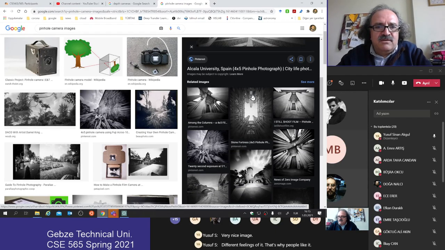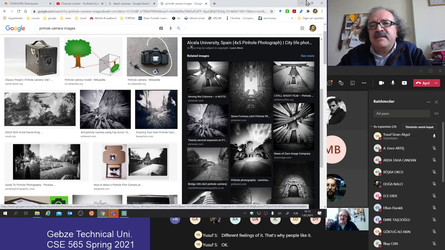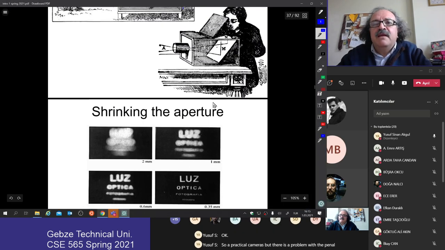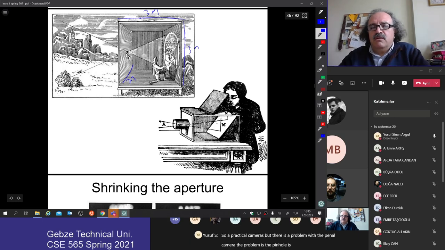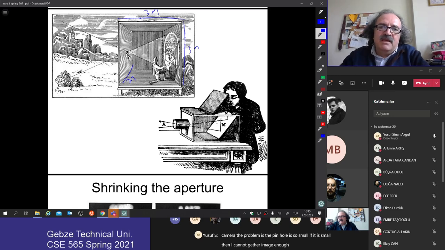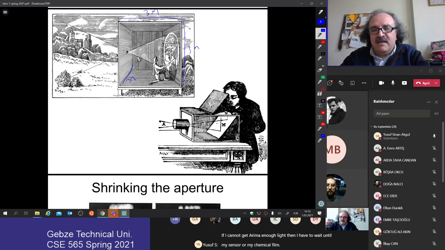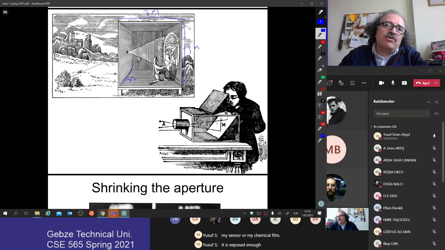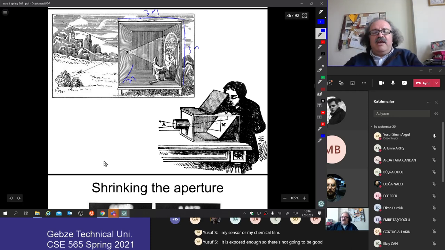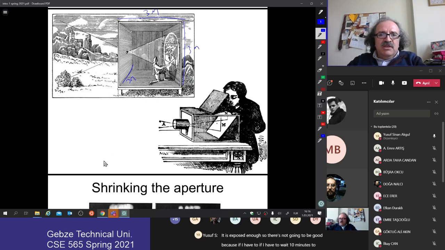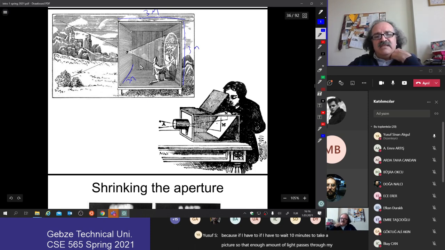Okay, so practical cameras, but there is a problem with the pinhole camera. The problem is the pinhole is so small. If it is small, then I cannot gather enough light. If I cannot gather enough light, then I have to wait until my sensor or my chemical film is exposed enough. That's not going to be good, because if I have to wait 10 minutes to take a picture so that enough light passes through my pinhole, that's not going to work.